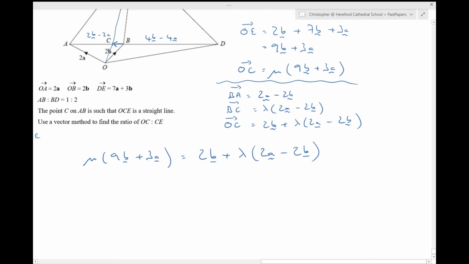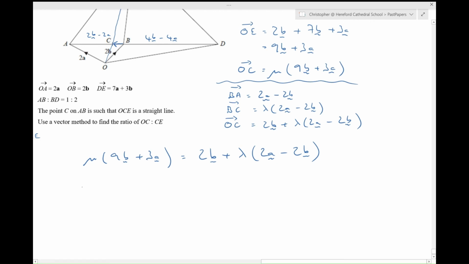Now you're probably thinking, but wait a minute, we've got one equation here with two unknowns, because I've got mu and lambda. But the thing is, I know that these two expressions are equal to each other. So I know that the coefficient of B on one side has to equal the coefficient of B on the other, and the coefficient of A on one side has to equal the coefficient of A on the other. So let's see what happens.